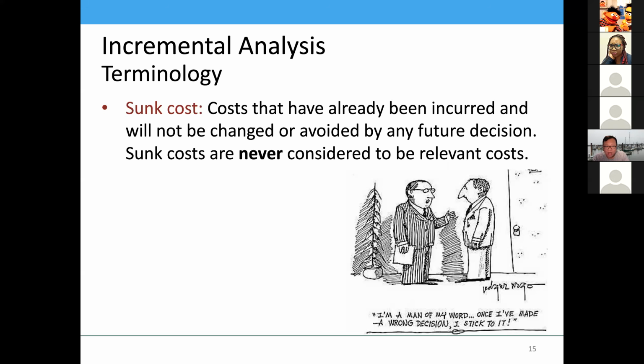It really depends on whether your future decision can help you avoid this cost, right? I think it's pretty clear that the cost has already been incurred, and it cannot be changed or avoided by any future decision. So if you are making a decision, are you able to change or avoid that cost? If the answer is no, then it's a sunk cost, right?